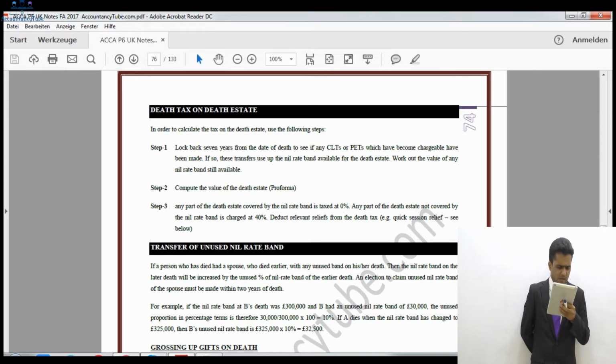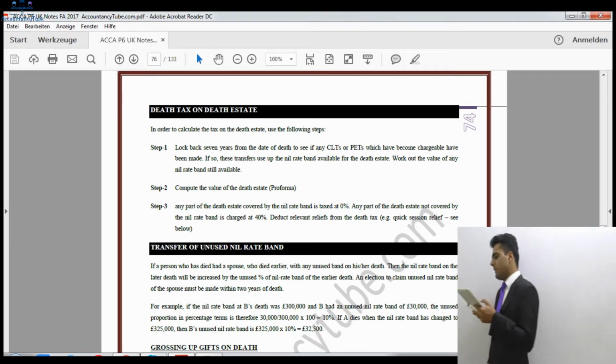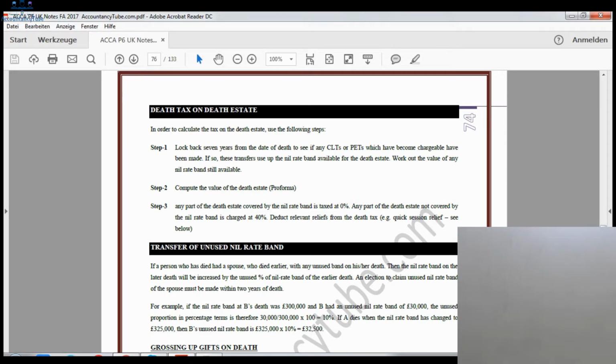Work out the value of any nil rate band still available. Then, in step 2, we will compute the value of the death estate. Up to the nil rate band, if there is any available, any part of the death estate covered by the nil rate band will be taxed at the rate of 0%, and anything on top of that will be at the rate of 40%.